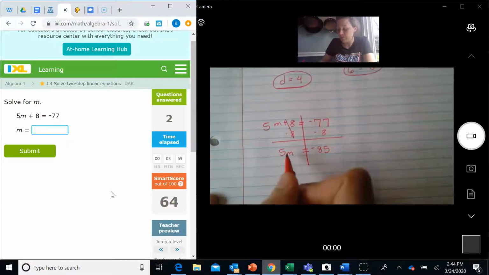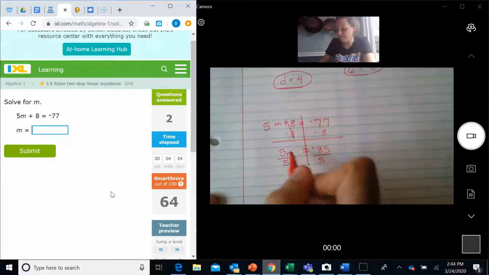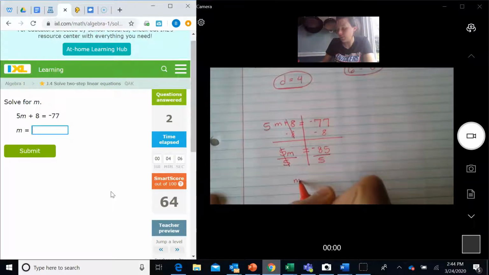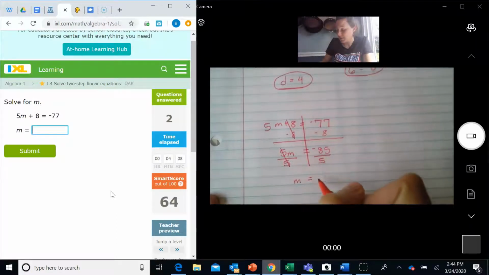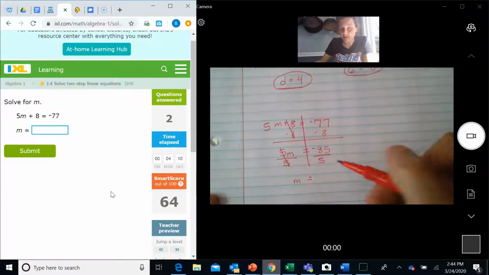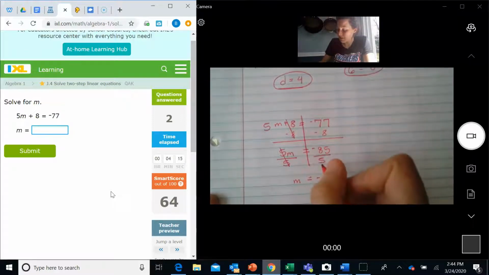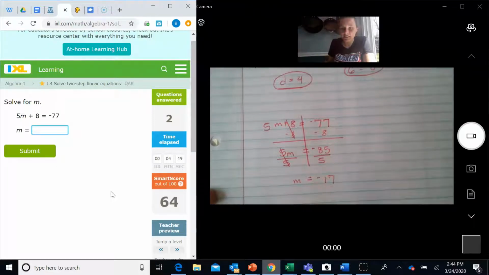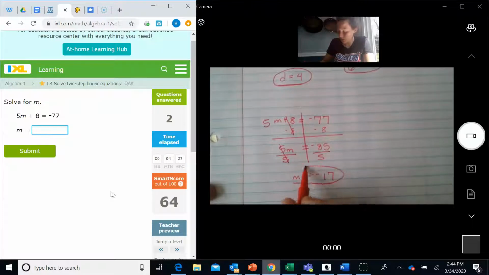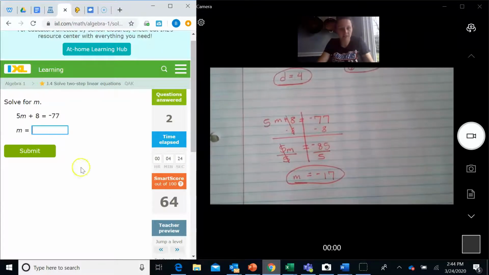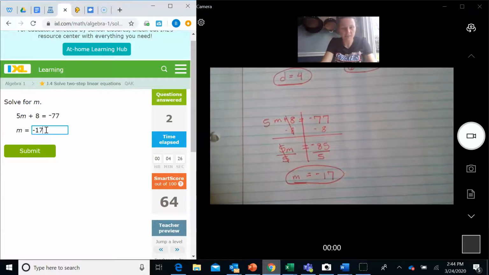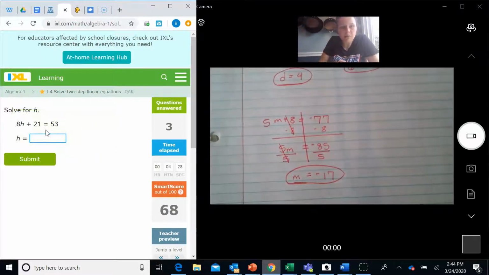We've got to get m by itself, so we're going to divide by what it's multiplied by, because I always do the opposite. A negative divided by a positive is a negative. 8 divided by 5 is going to be 1, leaves a 3, so that's going to be 17. You could, of course, put that in the calculator. We're going to get negative 17. And that's how we do J4. That's just a two-step equation.